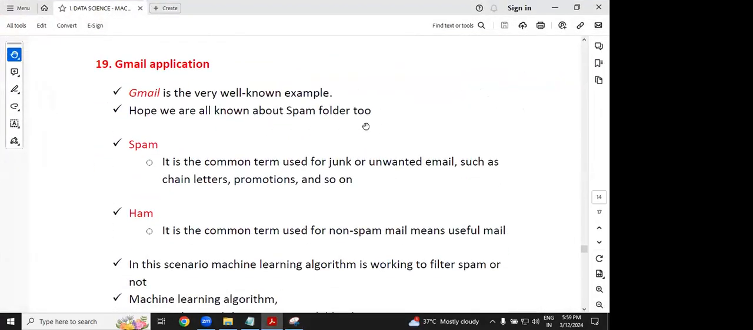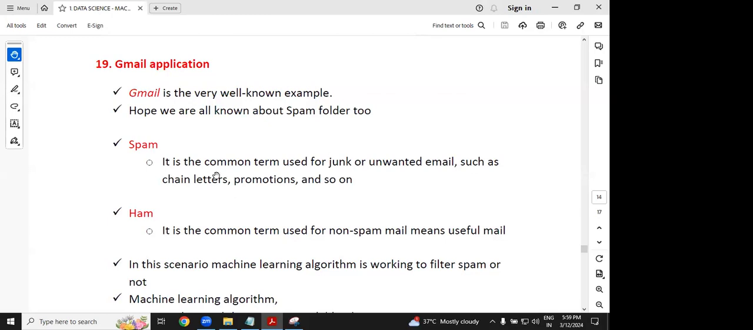Gmail is a very well known example. Till now, you may not be aware that Gmail is a machine learning application, but let me tell you, the Gmail backend is machine learning. Good. Hope you all know about the spam folder. It is a common term.